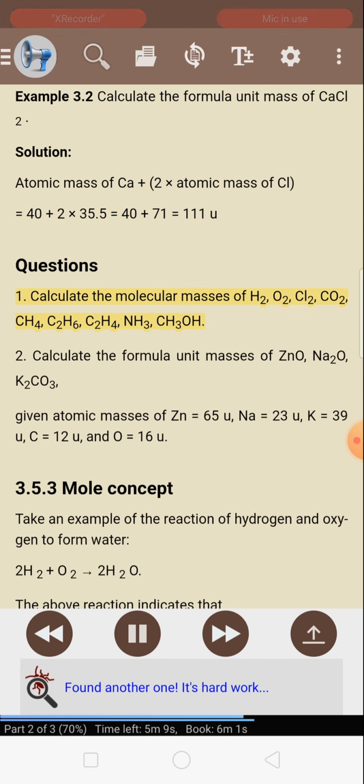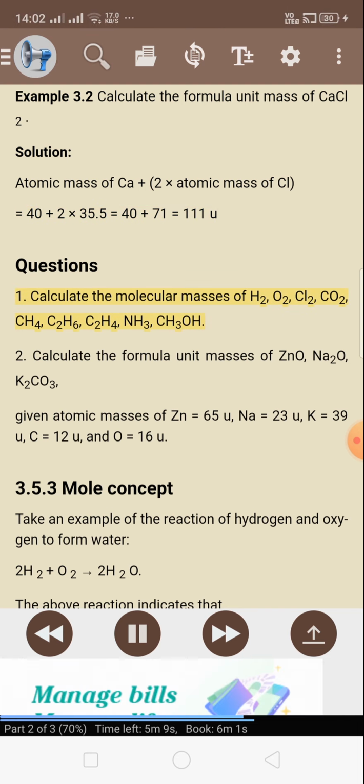Questions. 1. Calculate the molecular masses of H2, O2, Cl2, CO2, CH4, C2H6, C2H4, NH3, CH3OH. 2. Calculate the formula unit masses of ZnO, Na2O, K2CO3. Given atomic masses of zinc equals 65 U, Na equals 23 U, K equals 39 U, C equals 12 U, and O equals 16 U.